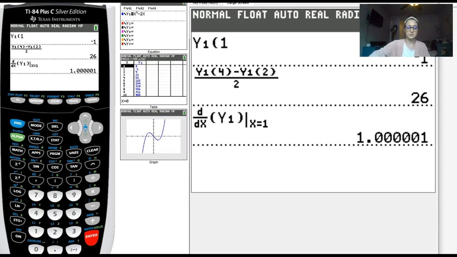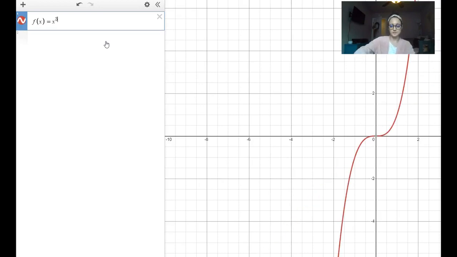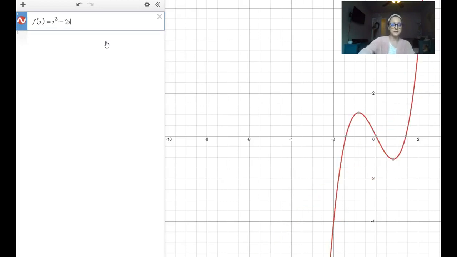All right, now let me show you Desmos commands. All right, so I'm really just going to focus on this part of my screen. I don't care so much about my graphing area right now. So step 1, type in your function. Be sure you call it something. I usually use f of x. So f of x equals x cubed minus 2x, okay?